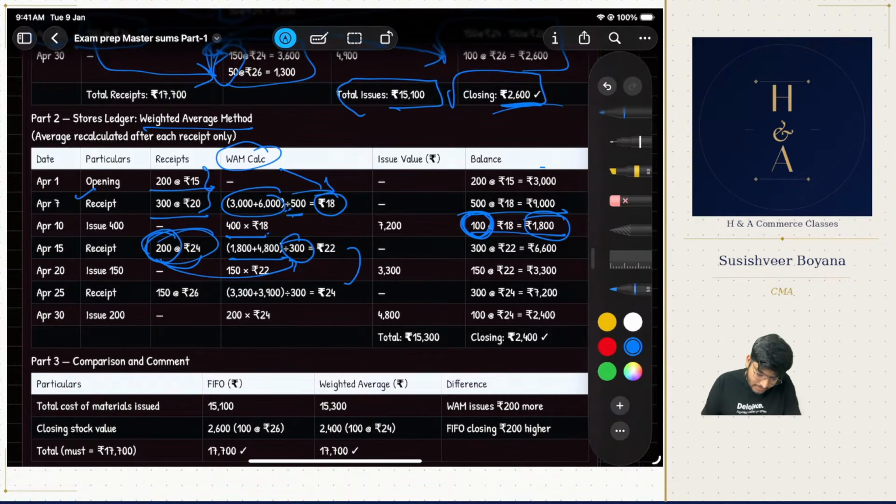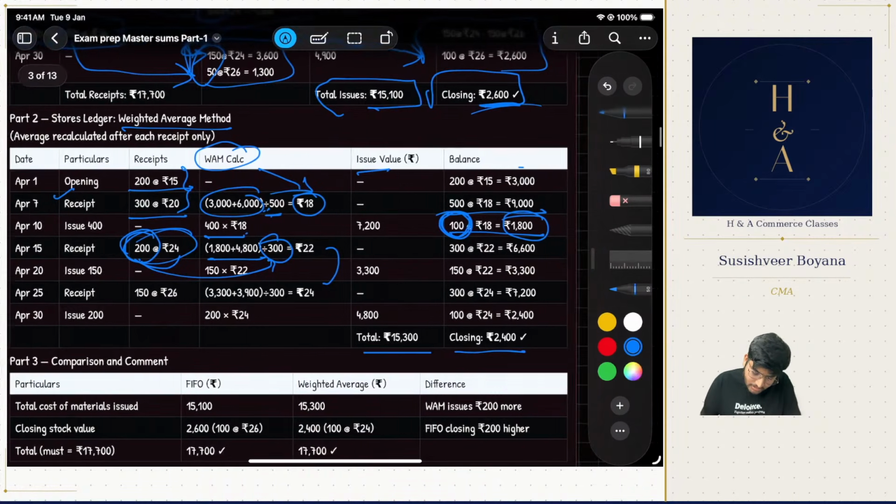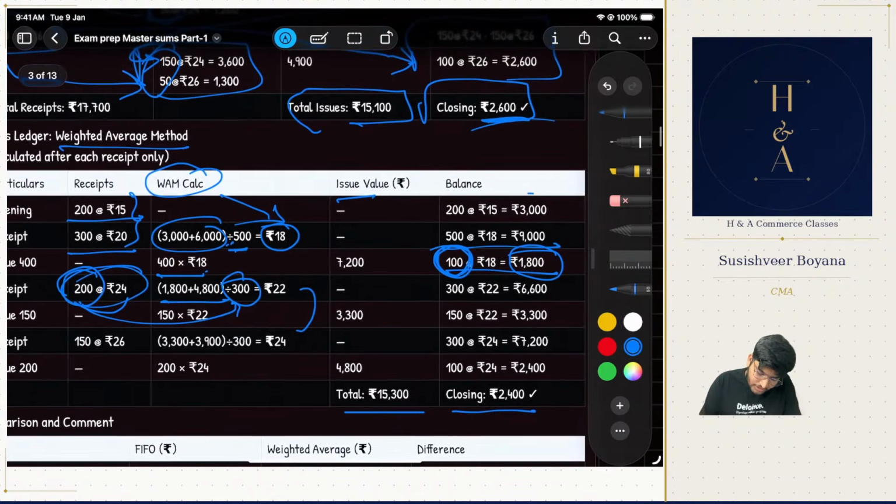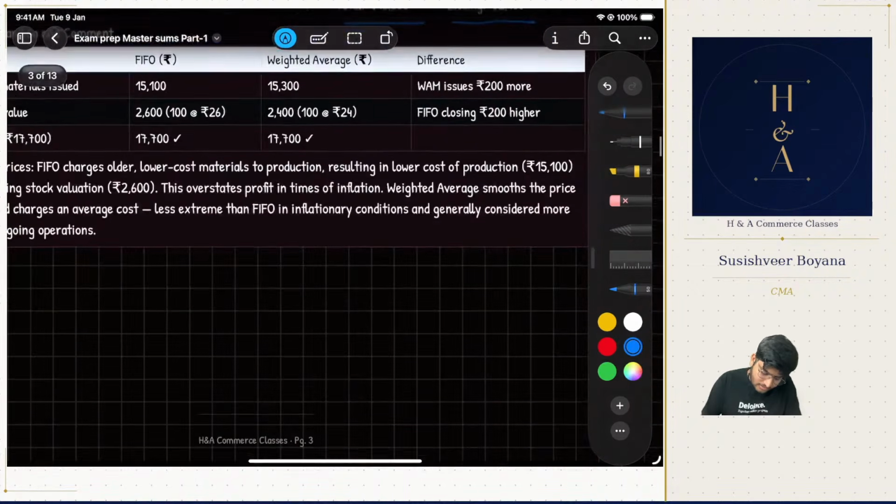The same steps are repeated and in the end we get a total value of issues and the closing values. Observe something. Total issues under FIFO is 15,100. Total issue under weighted average is 15,300. So we have a difference of 200. Closing stock here is 2,600. Closing stock at the bottom is 2,400. We again have a balance difference of 200. This 200 difference is what we see.